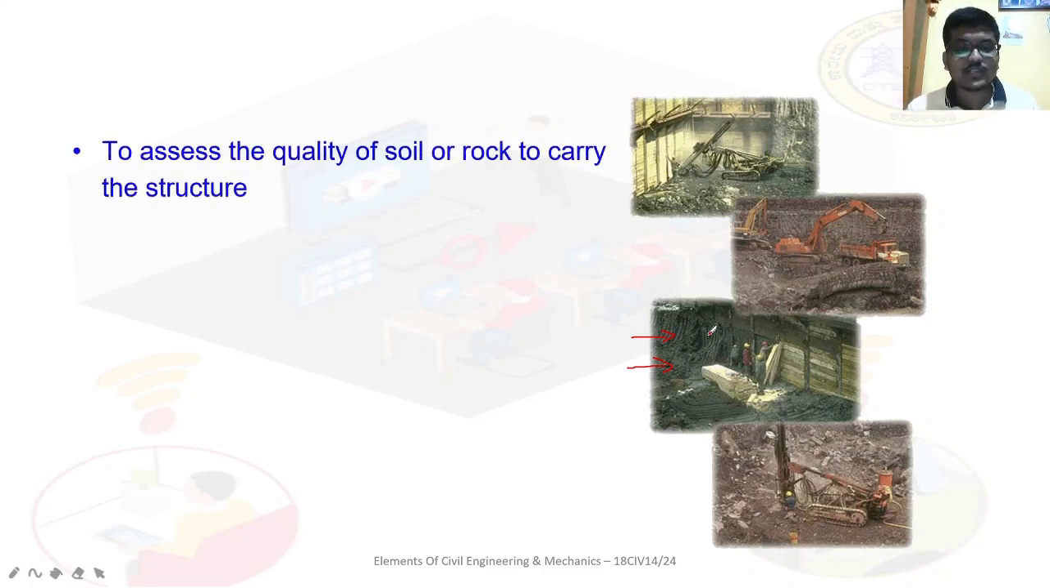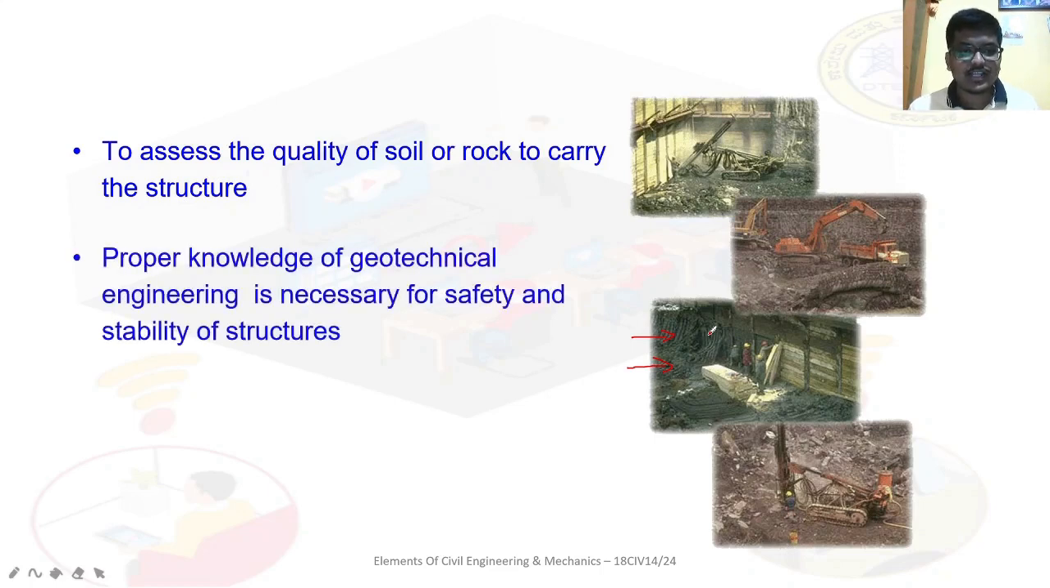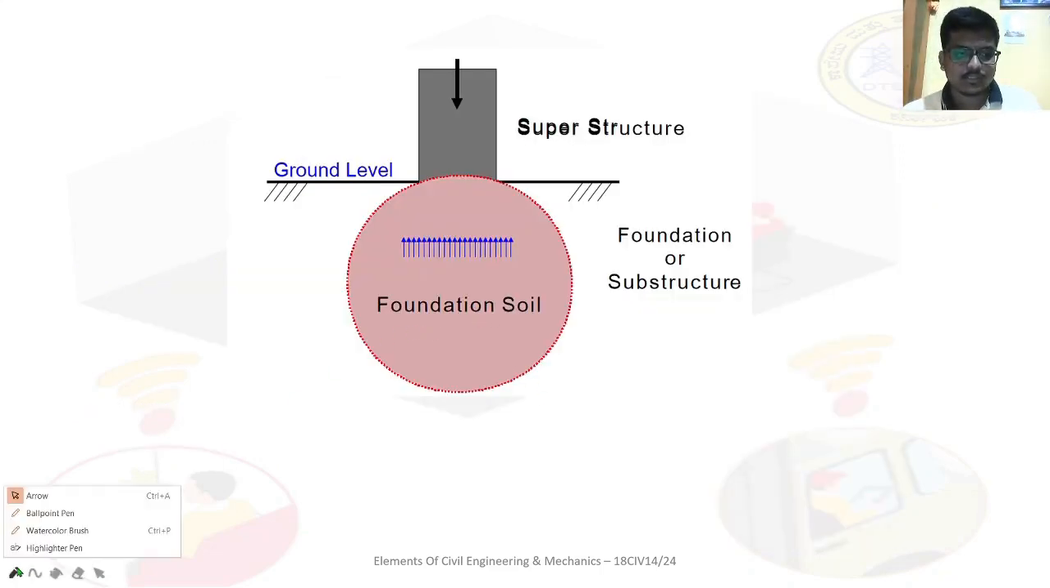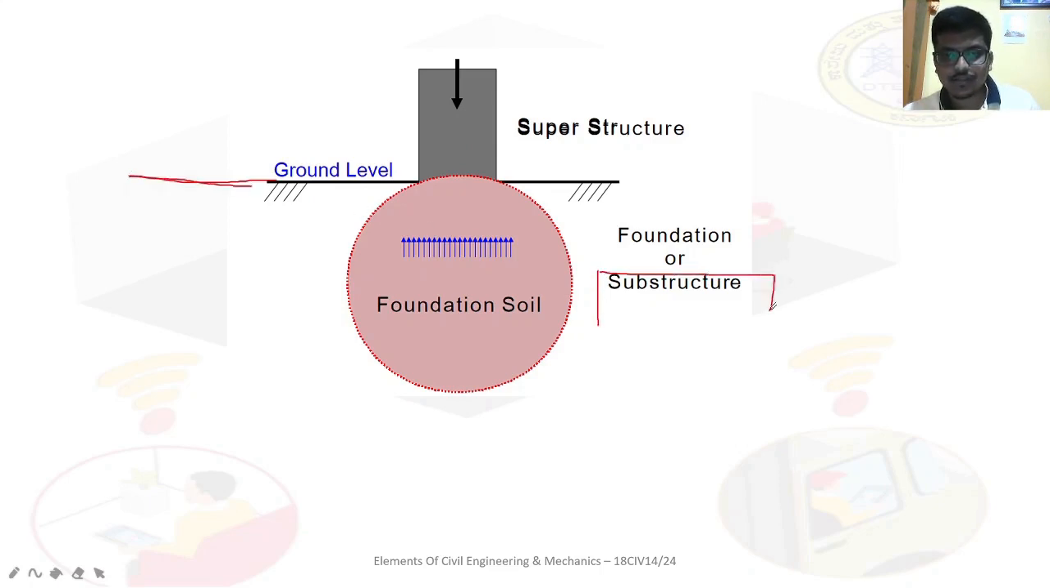Next, to assess the quality of soil or rock to carry the structure, proper knowledge of geotechnical engineering is necessary for the safety and stability of the structure. To analyze and design a foundation for a structure and for machine parts, see here. This is an example of why the soil is to be studied. This is the foundation soil, and this is the ground level. Anything below the ground level is called substructure. Anything above the ground level is called superstructure.